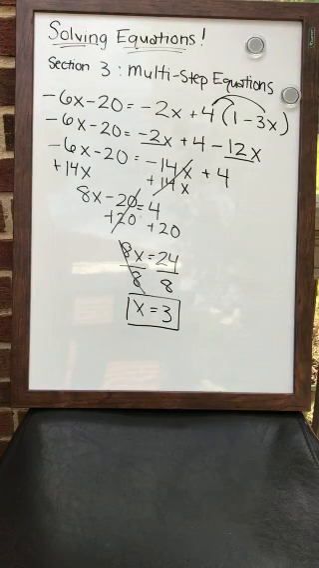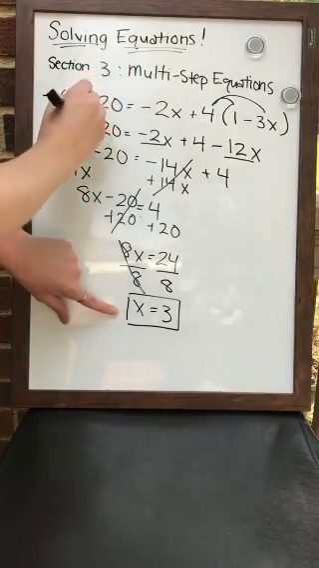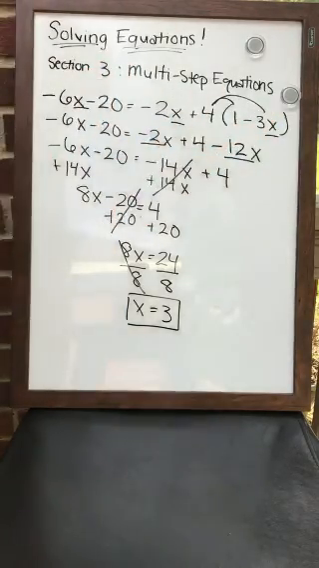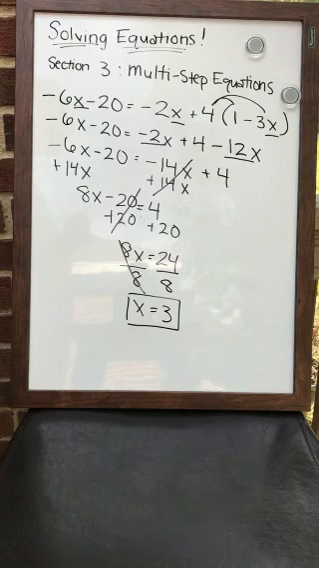If you want to check your work, you can take this 3 and plug it in everywhere you had an x originally. Simplify each side to check your work.